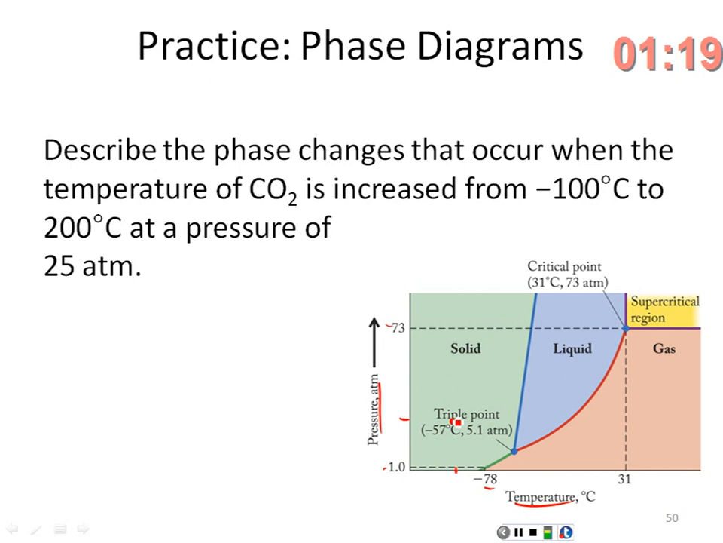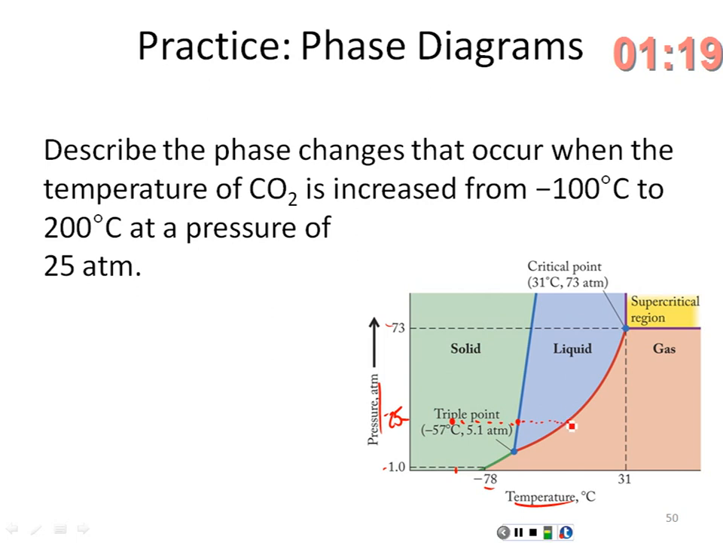Now it says we increase the temperature to 200 degrees at a constant pressure, so pressure stays at 25. As we do that, you see we hit this blue line, and that is a phase transition. At that line, we're going from solid to liquid. And as we cross that line, we're now in the liquid phase.